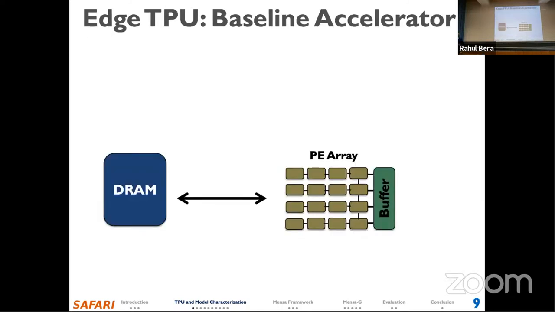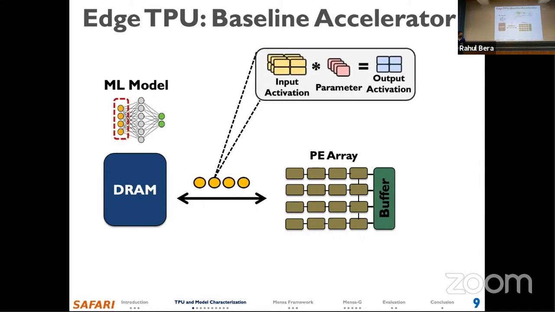Just to give a baseline, what is an Edge TPU accelerator? The Edge TPU accelerator is a regular systolic array accelerator that is composed basically of a DRAM, a processing element array, again a systolic array, and some large on-chip SRAM buffers. The machine learning model itself is stored in the DRAM, and during the inference execution, the layers from the model are brought to the accelerator layer by layer. The models consist of input activations and parameters. Those are the data that you're going to run the machine learning model against, and also the pre-trained weights that we trained before the execution of the inference. So those are the inputs and parameters.